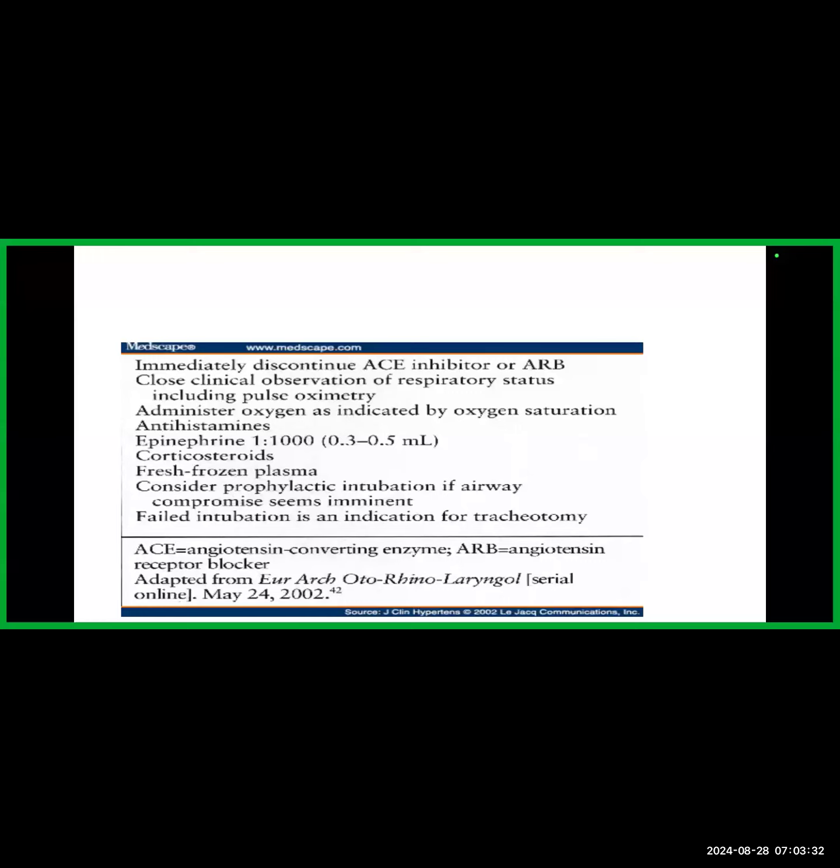So this is just the same thing that I mentioned before. Discontinue ACE, administer oxygen if required. Epinephrine should be 1 in 1,000, 0.3 to 0.5 ml. Your corticosteroids, your FFP, and consider prophylactic intubation if airway is compromised. And failed intubation is an indication for tracheostomy.